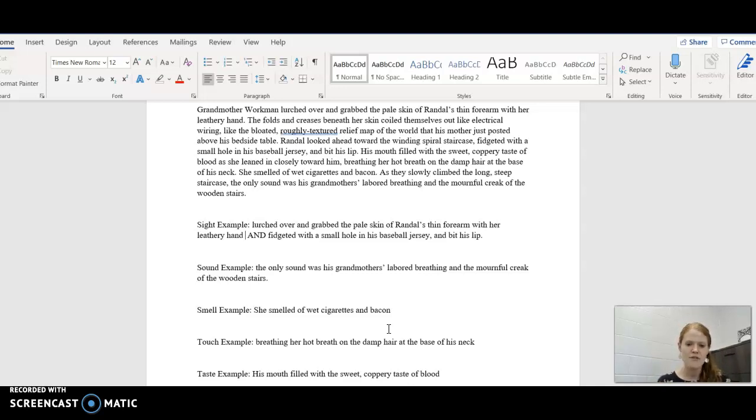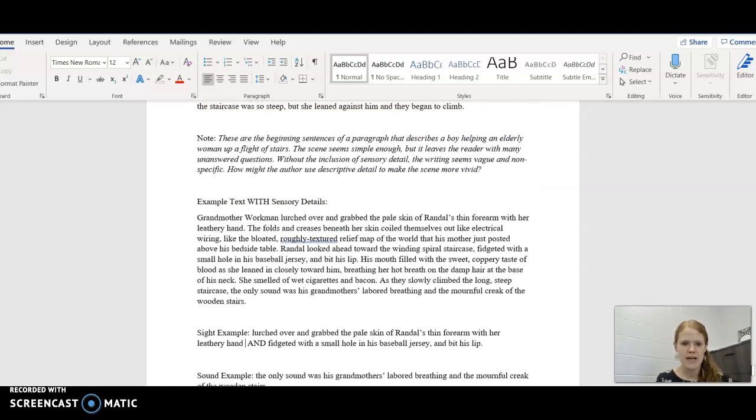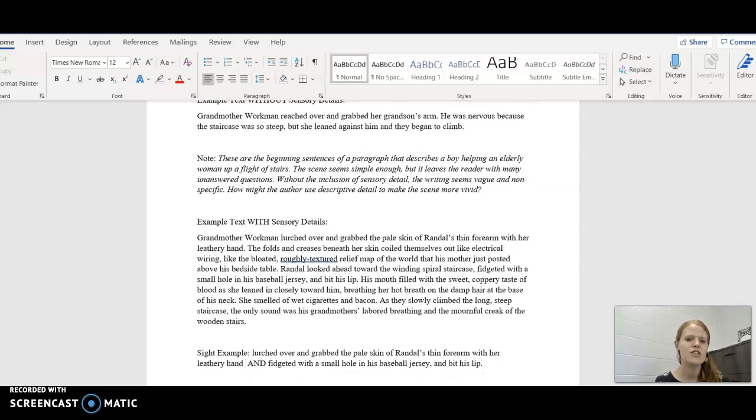Taste example: his mouth filled with the sweet coppery taste of blood. Okay, so again, maybe he was biting his lip, right? So it sounds like he bit his lip so much that he made it bleed and he could taste the blood in his mouth. So I want you guys to incorporate lots of sensory details into your narrative.